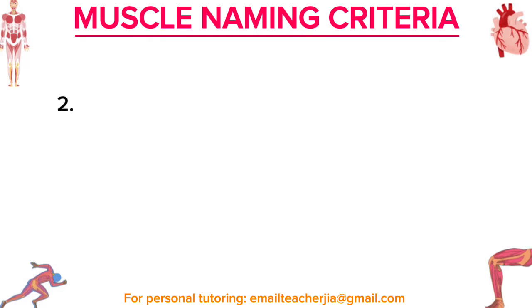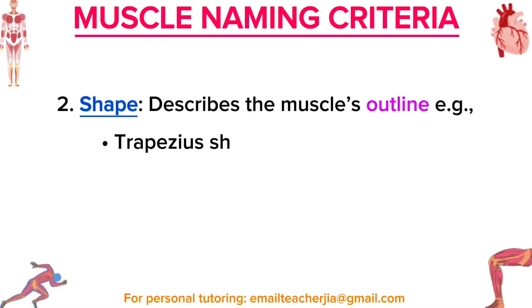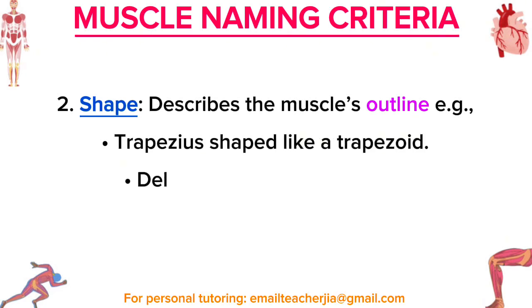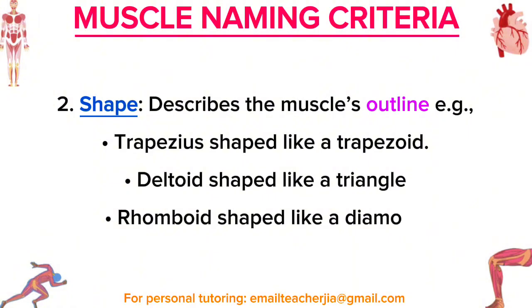Next is shape. Shape describes the muscle's outline, e.g. trapezius, shaped like a trapezoid, deltoid, shaped like a triangle, rhomboid, shaped like a diamond. So you can name muscles depending on their shape, the shape that the muscle has taken.